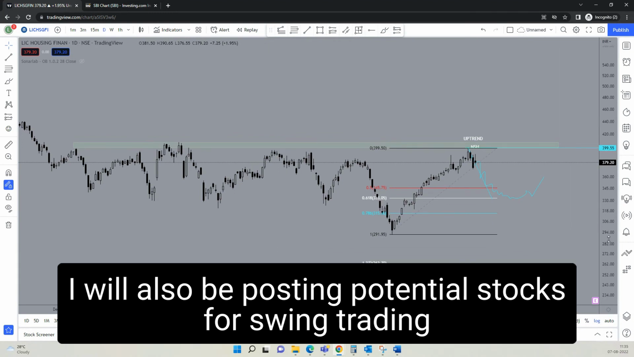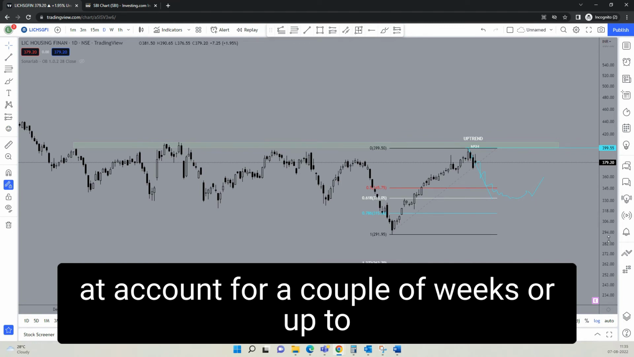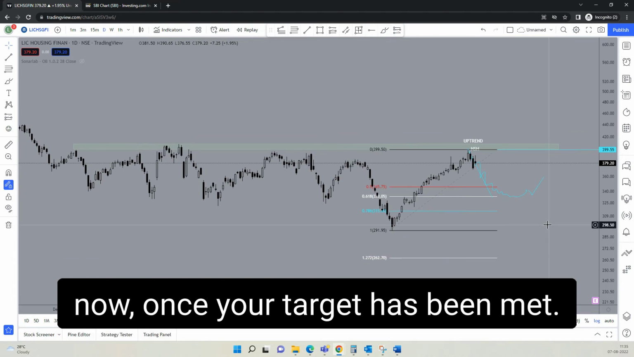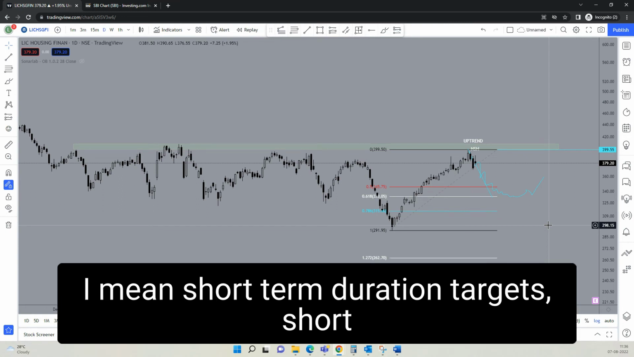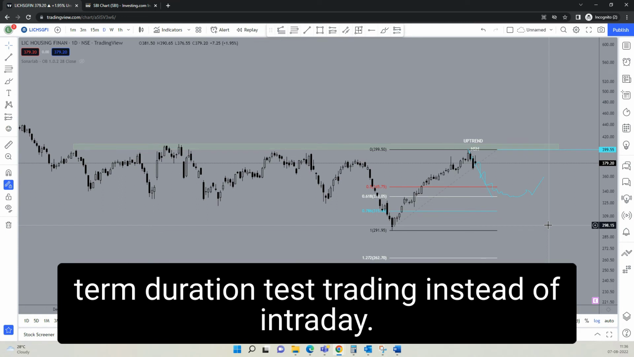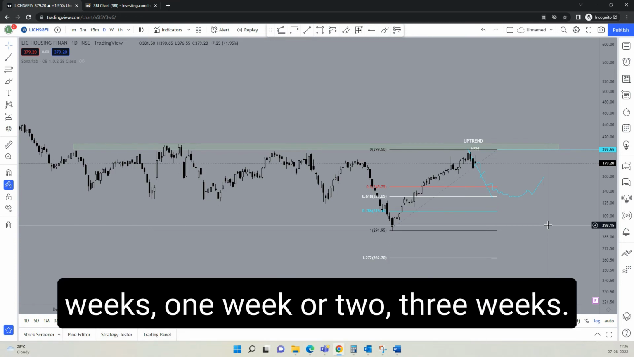I will also be posting potential stocks for swing trading and positional trading, which can be held in your demat account for a couple of weeks or until your target has been met. I mean, short-term duration trading. Instead of intraday, it will be something like 1 week or 2-3 weeks.